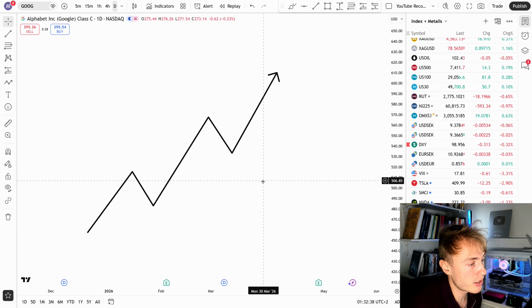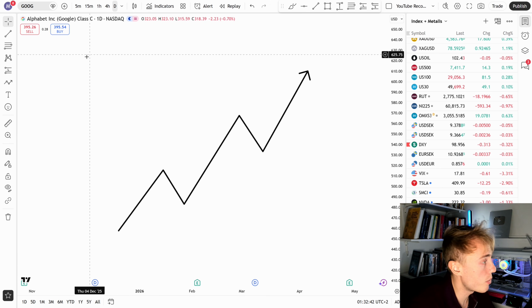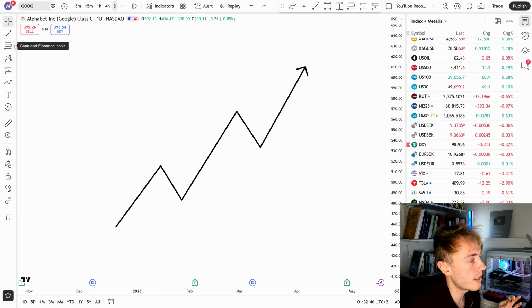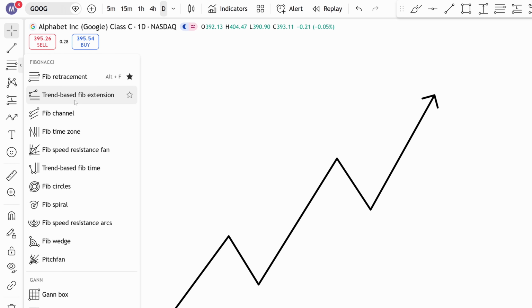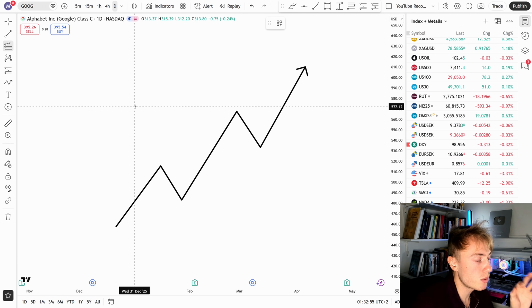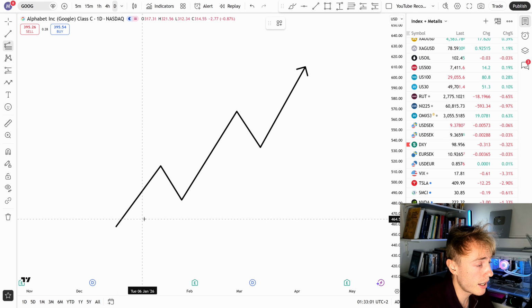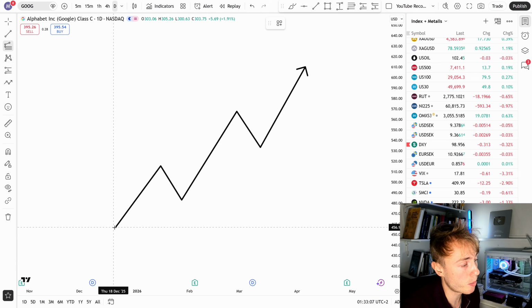Okay, so here we're back in TradingView and we have the exact same motive wave right here. But now when we use extensions, we need to use another tool. So you want to go once again to Gann and Fibonacci tools, but now you want to use the trend-based Fib extension. And I would say that the most important extension relationship here is that wave 3 should be around 1.618 of wave 1. This is at least the optimal scenario.